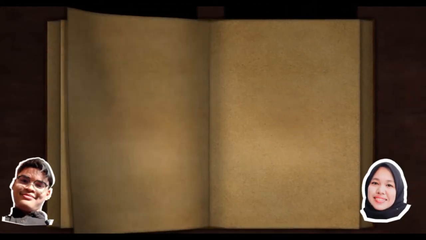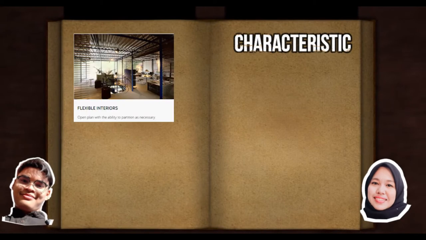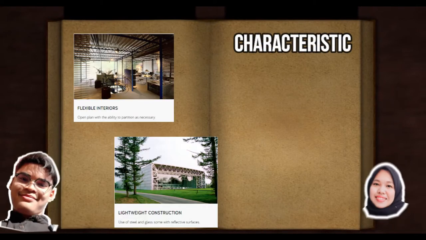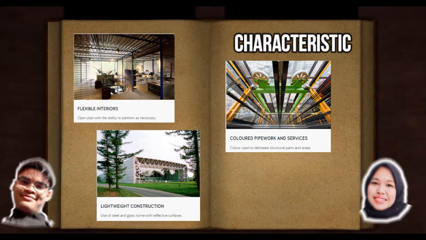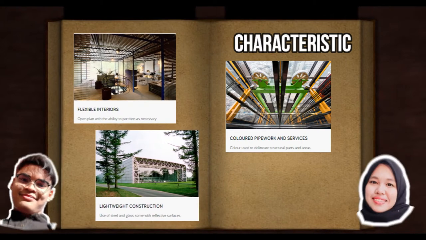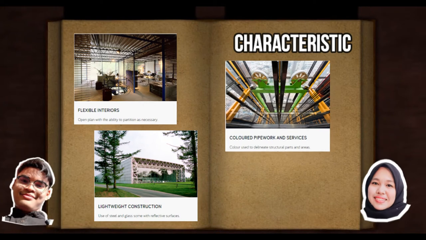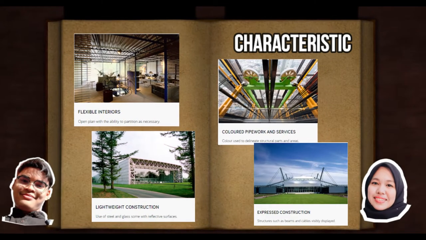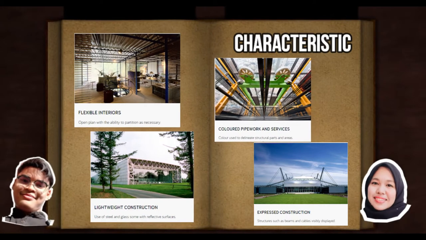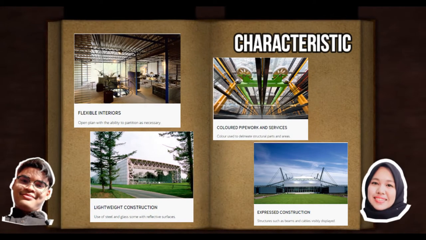I have heard about their use of flexible interior, which is open plan with the ability to partition, and colored pipework and services. It is to delineate structure parts and areas. Okay, let me add more. They also use precise construction such as beams and cables that are visually displayed.